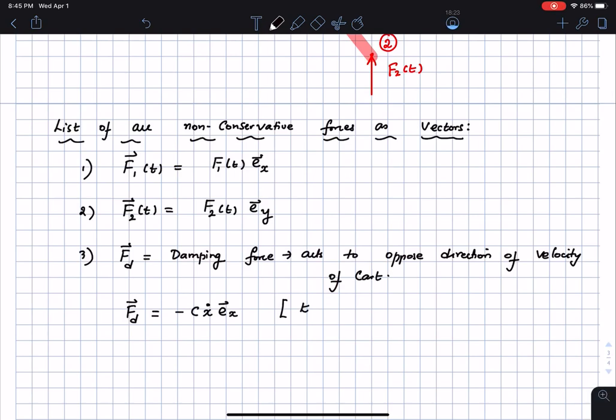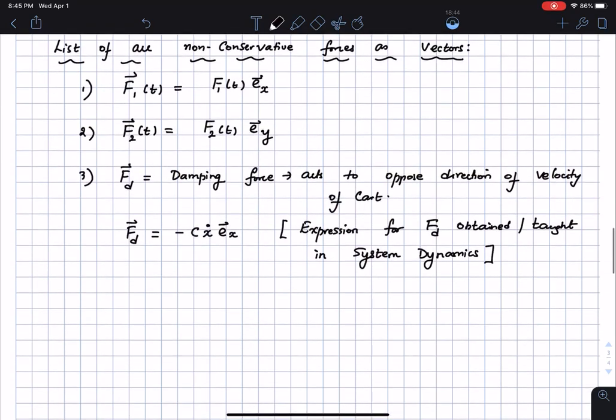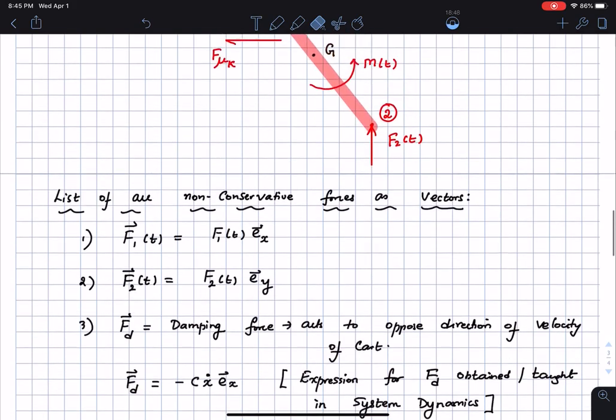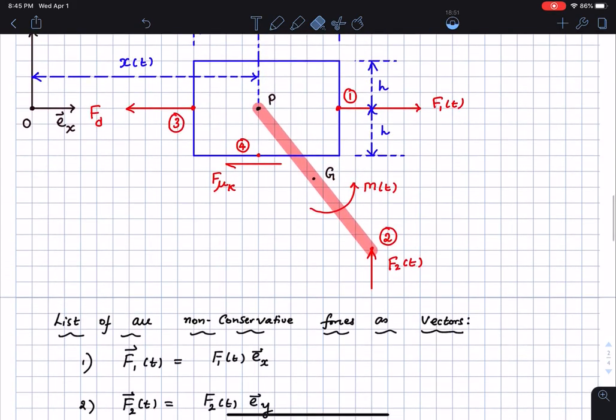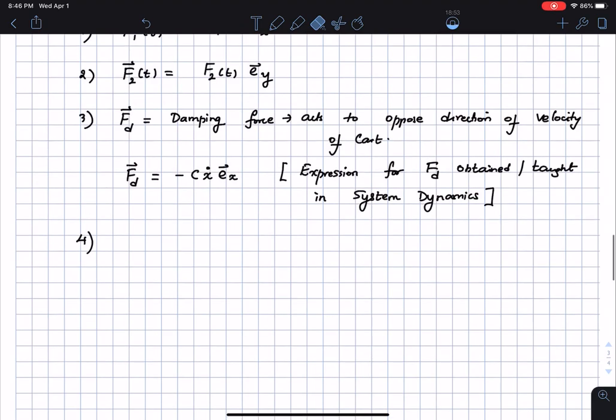The expression for Fd is obtained or taught in system dynamics, all right. So this is the third force, and then the fourth one is going to be the force of friction, which we say is acting at the point labeled as 4, okay.